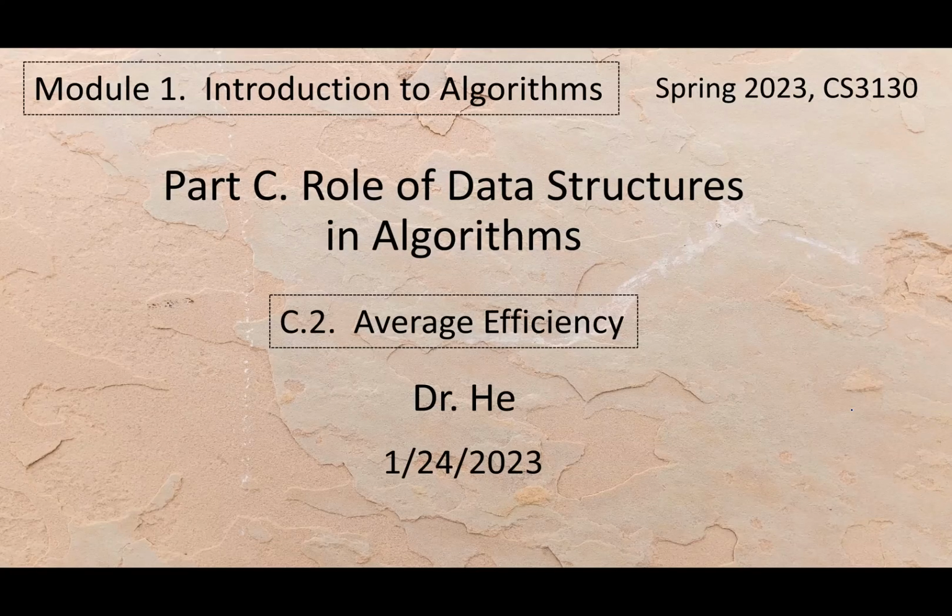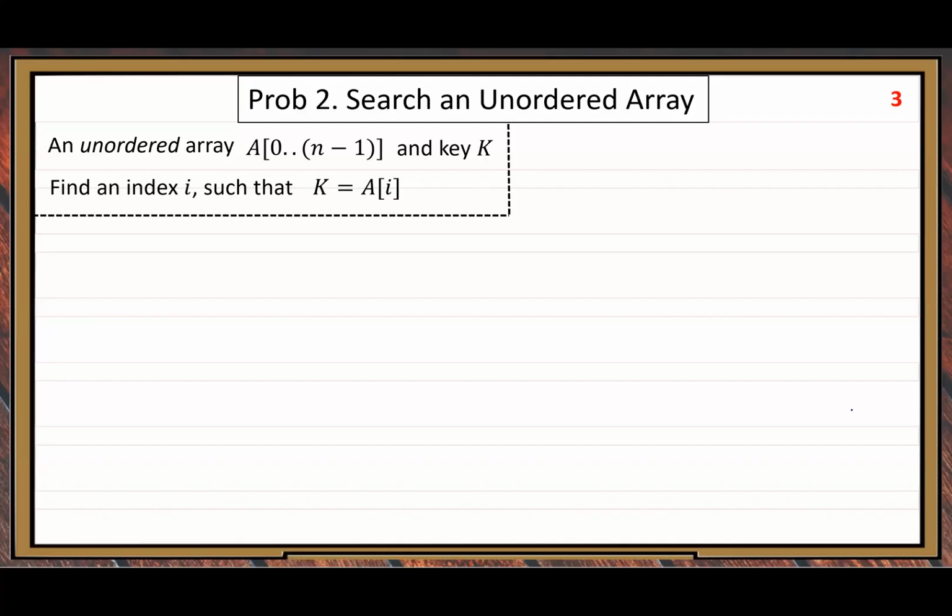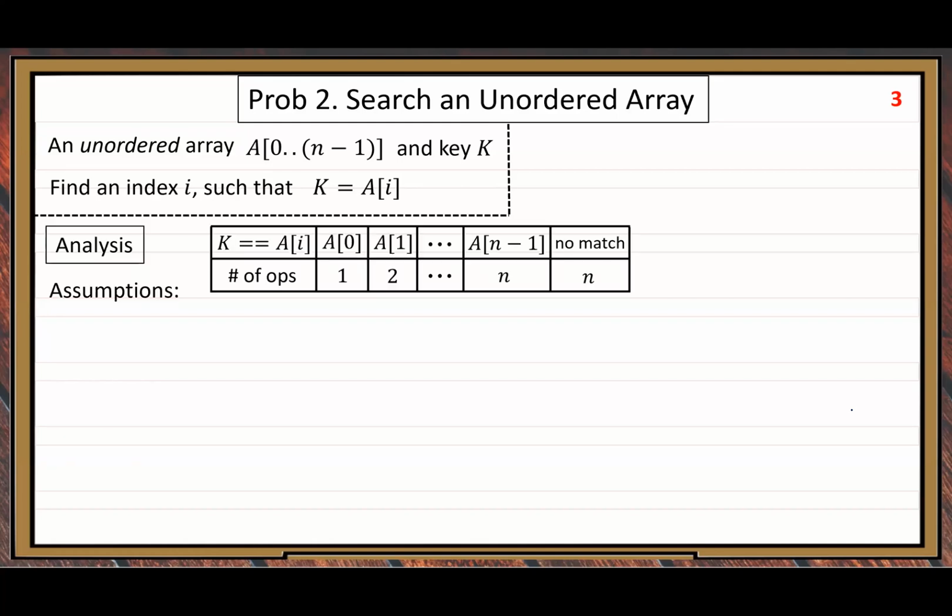Now, the topic, average efficiency. In this problem, let's make this assumption. Assume that these cases have the same probability. That's reasonable. The first n cases have the same probability. Case 1, case 2, through case n should have equal probability. That's a reasonable assumption.